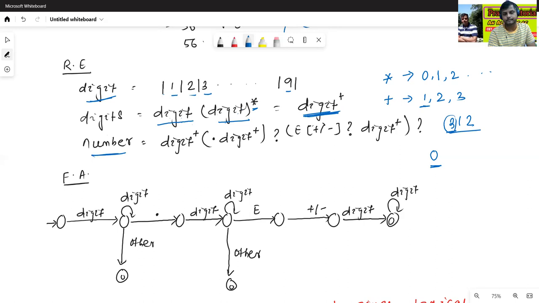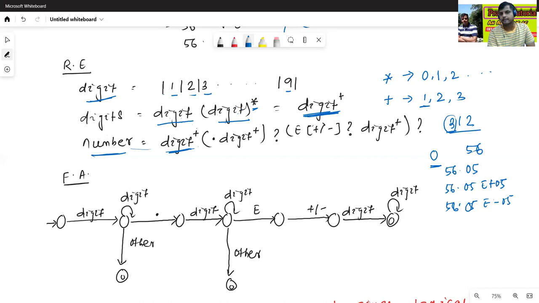How to create the number? See here, suppose some numbers like 56, 56.05, then 56.05 E plus 05, then 56.05 E minus 05. Okay, so 56 we can take from digit plus.